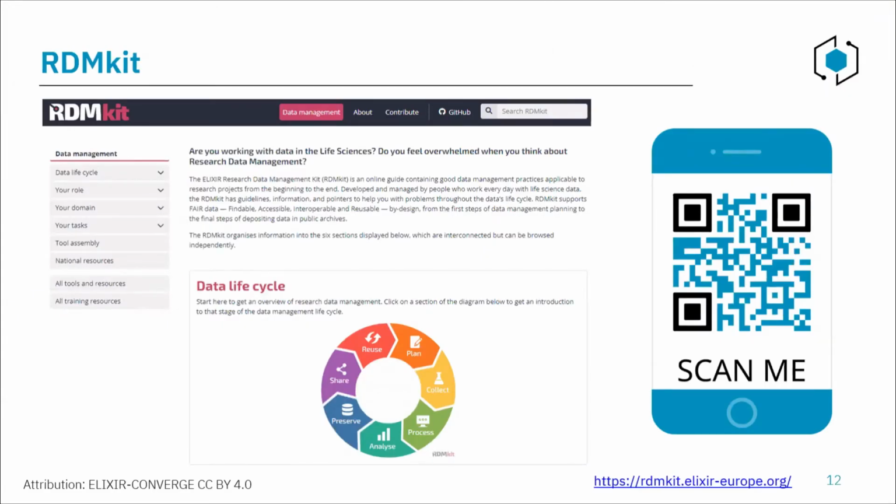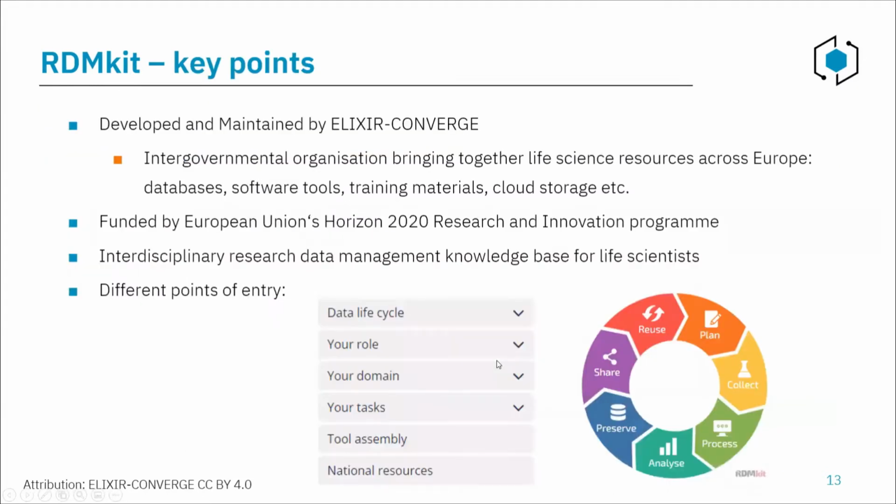So this is what the website looks like. If you want to access it, you can either scan the QR code or click on the link. And the key points about RDM Kit is it's developed by ELIXIR Converge. If you're not familiar with ELIXIR Converge, it's an intergovernmental organization that brings together resources from the life sciences, and they have databases, software tools, training materials, cloud storage, and so forth.